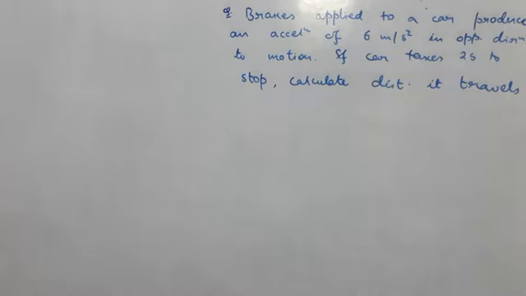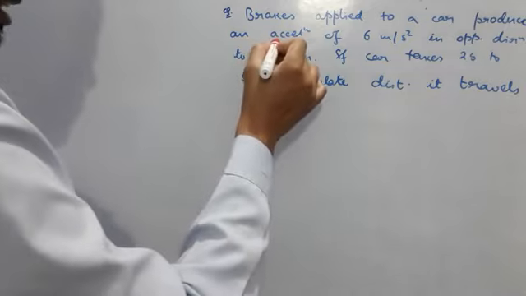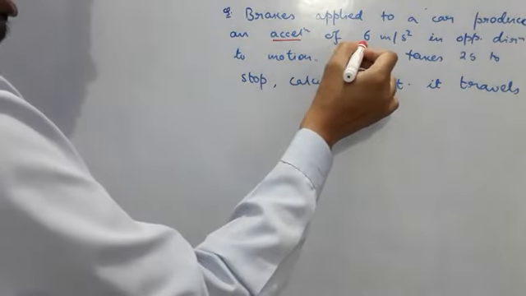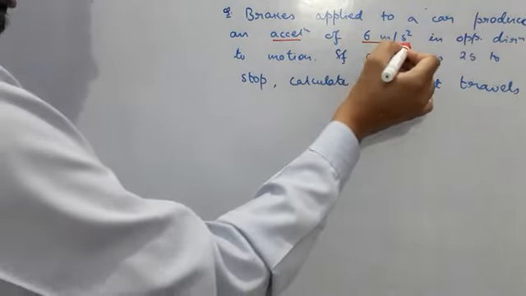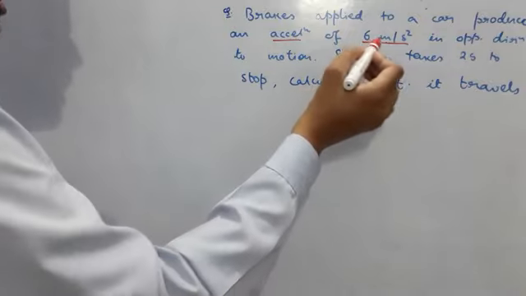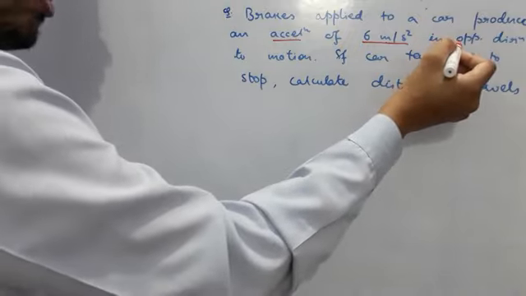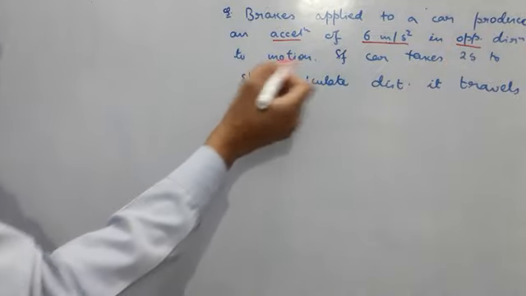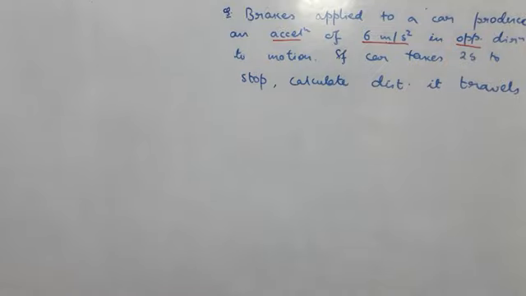Brakes applied to a car produce an acceleration. Again, acceleration is given, so we will underline it. How much is it? 6 meters per second square. Another important thing is given, that this acceleration is in the opposite direction to the motion. It is opposite to the direction of motion.